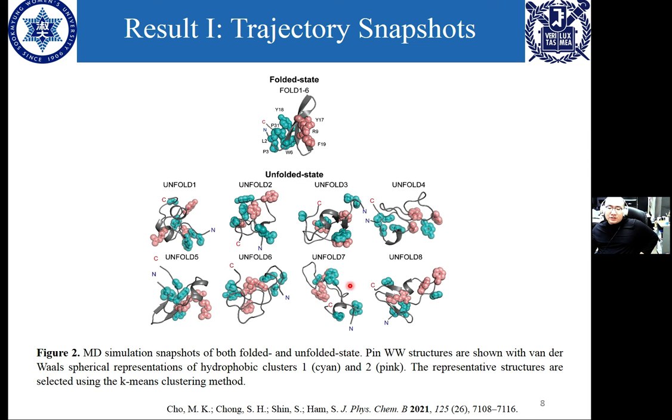Now we show the results of the MD simulation for the folded and unfolded state. Here are the representative structures for each conformational state. The cyan and pink van der Waals spheres are the side chains that form hydrophobic clusters. We used the K-clustering algorithm to select the representative structure.